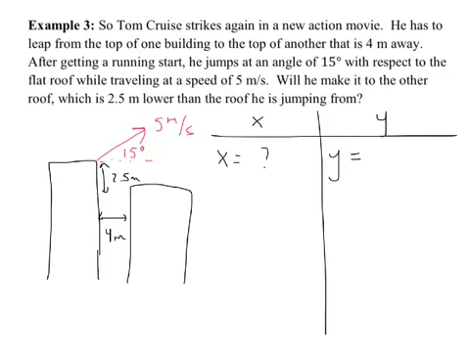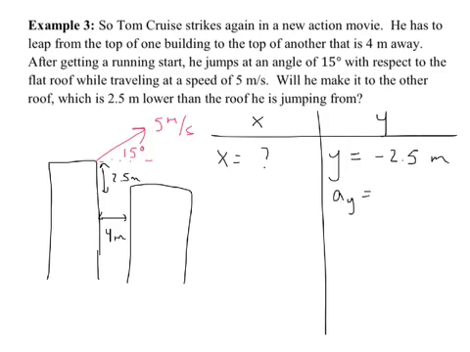What's the y value in this problem? Negative 2.5. Again, he's going down in the end. Sure, he's jumping up to start, but isn't he landing at a lower level than he started? So the y value is the change in height, which is negative 2.5 meters. X is what we're solving for.